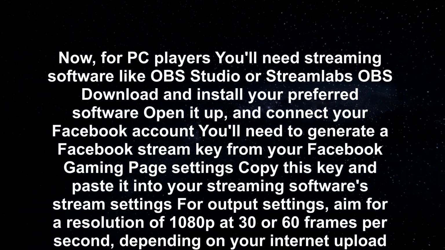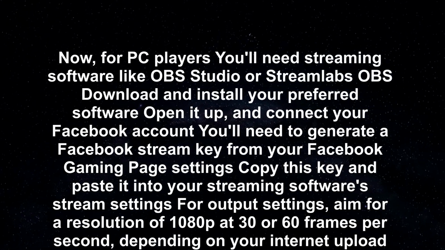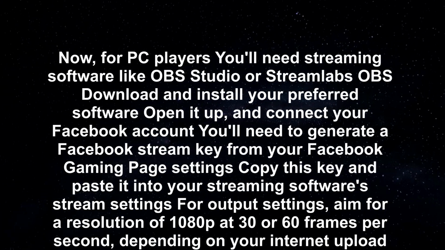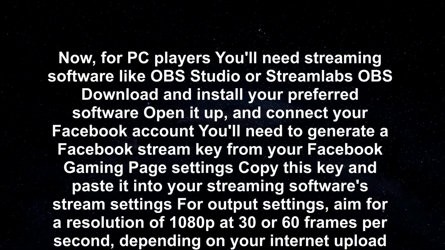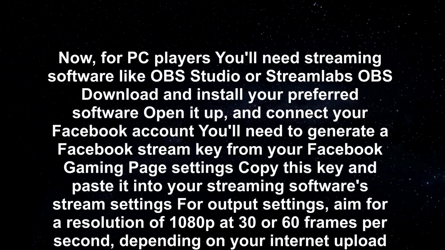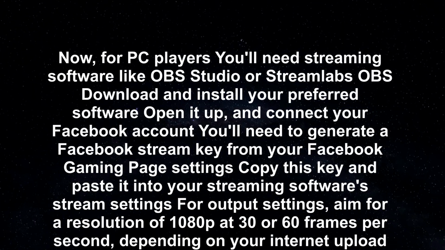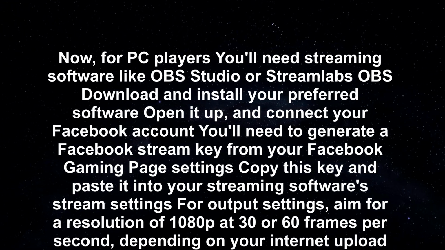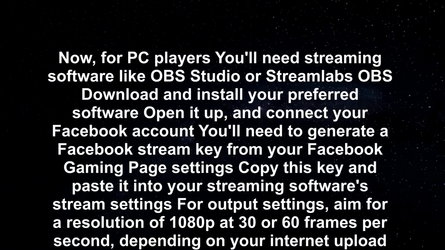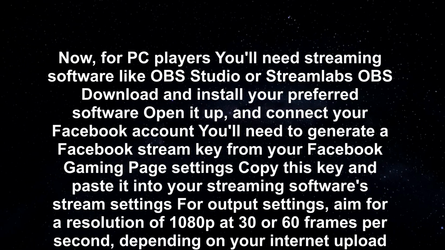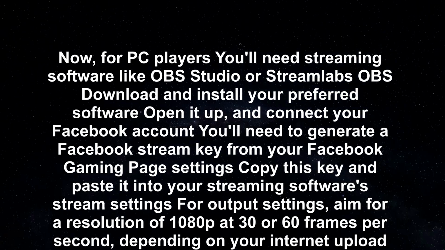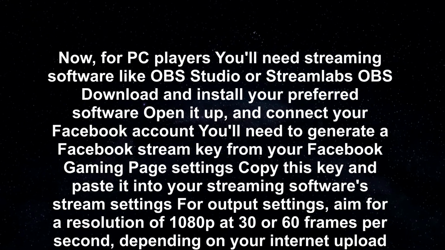For output settings, aim for a resolution of 1080p at 30 or 60 frames per second. Depending on your internet upload speed, a bitrate of 4000 to 6000 kbps is a good starting point for 1080p. In your streaming software, add a game capture source, select PUBG, and resize it to fill your canvas. Then, hit Start Streaming in your software and go live from your Facebook Gaming page.